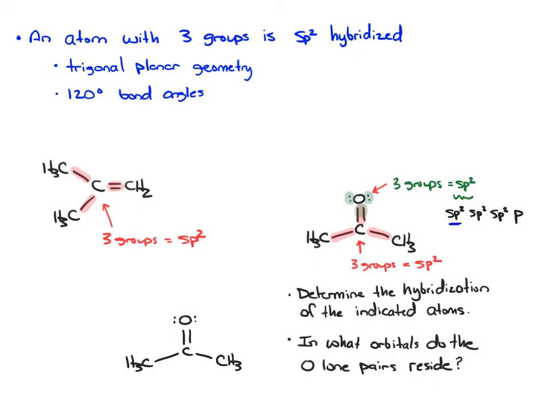So the oxygen uses one of the sp2 orbitals to form its sigma bond to the carbon. It then uses a p orbital to form the second bond, the pi bond. Well, what's left? Left over, we have 2 sp2 orbitals, and we have 2 lone pairs. So one will go in one sp2 orbital, one will go in the other sp2 orbital.